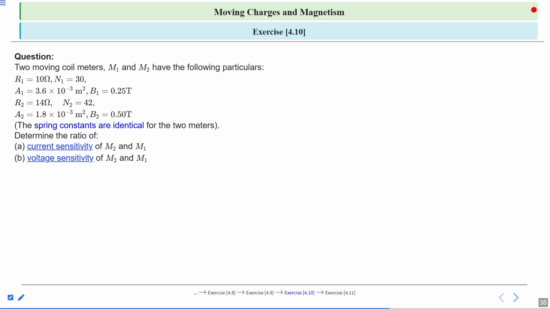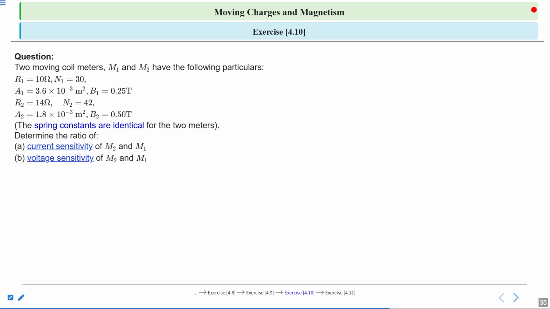So for M1, the first moving coil meter, these specifications are given. R1 is equal to 10 ohm resistance. The number of turns N1 is equal to 30. The area of the coil A1 is equal to 3.6 into 10 to the power minus 3 meter square, and the magnetic field of the poles is 0.25 Tesla. For the second moving coil meter M2, R2 is 14 ohm. The number of turns N2 is 42. The area of the coil A2 is equal to 1.8 into 10 to the power minus 3 meter square, and the magnetic field B2 is equal to 0.5 Tesla, the magnetic field of the cylindrical poles.